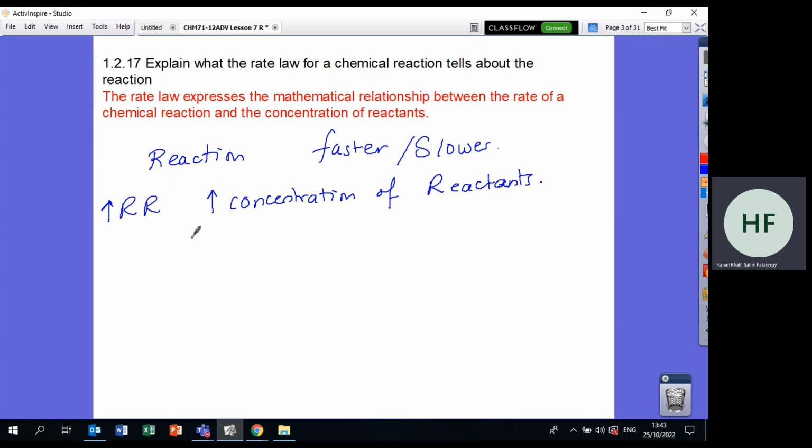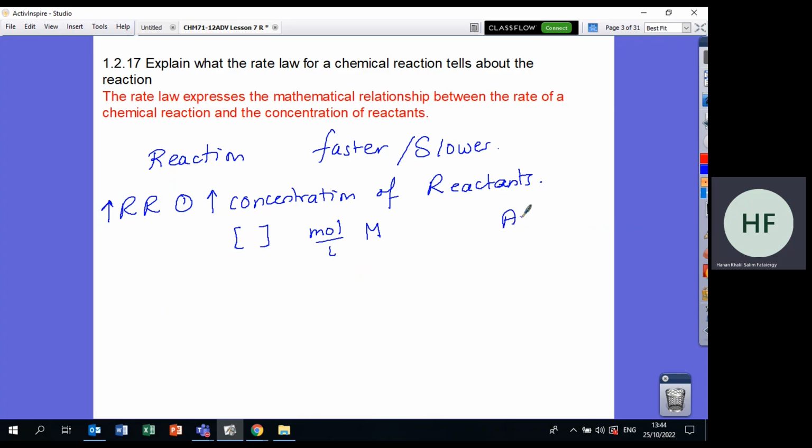Now, a very important thing I want you to learn in this lesson, because you will see it a lot, are these brackets. Whenever you see these two brackets, this means concentration. Concentration means moles per liter or capital M. So I can increase the reaction rate, number one, by increasing the concentration of reactants.